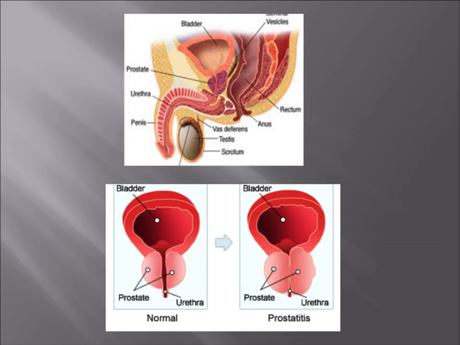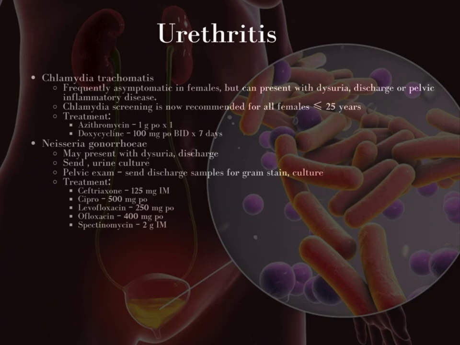And coming to urethritis, Chlamydia trachomatis is a causative organism for urethritis. It is frequently asymptomatic in females but can present with dysuria, discharge or pelvic inflammatory disease. Chlamydia screening is now recommended for all females less than 25 years. Coming to the treatment: azithromycin 1 gram orally, or doxycycline 100 mg orally 2 times per day for 7 days.